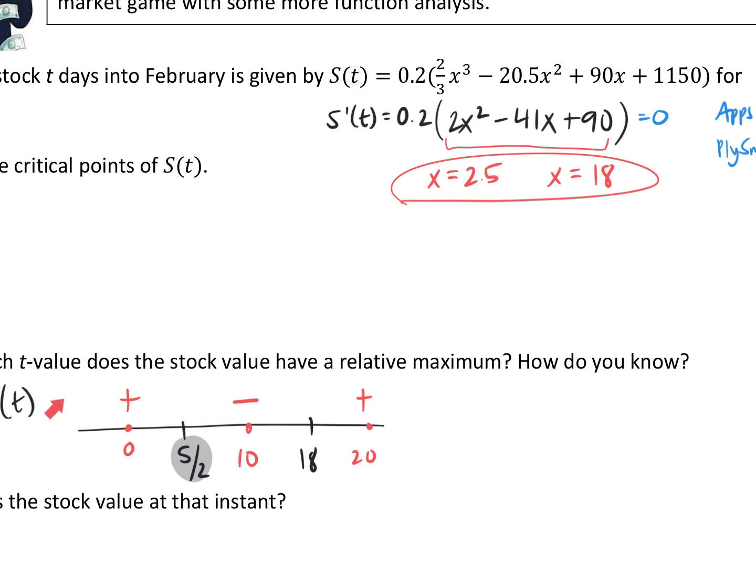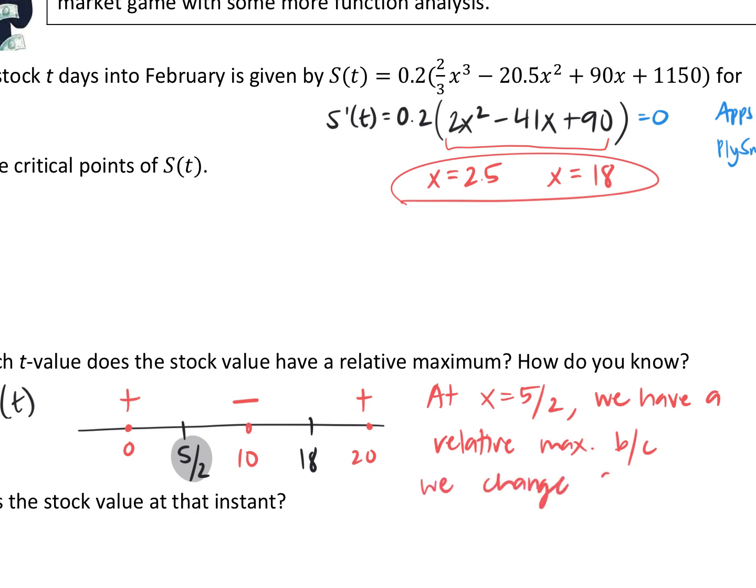Okay, so I'm changing from, I was trying to draw a little line here, I'm changing from a positive value to a negative value. So that's my maximum point there. Okay, so at t equals 5 halves, that is our relative maximum because we change from positive to negative.